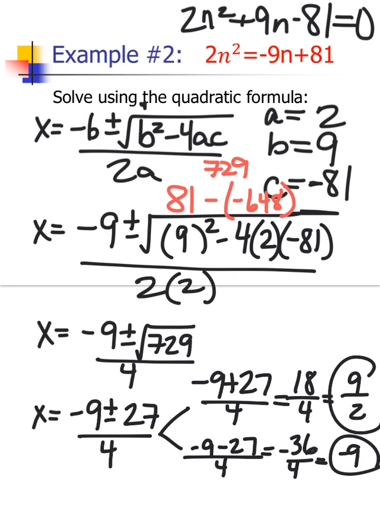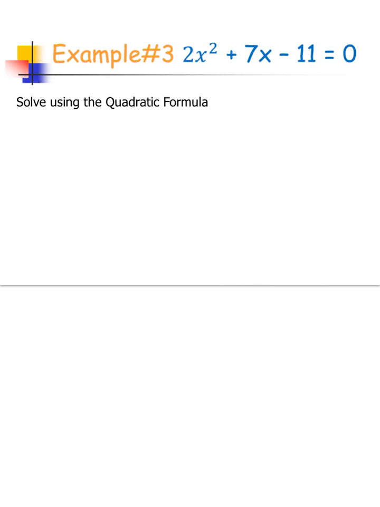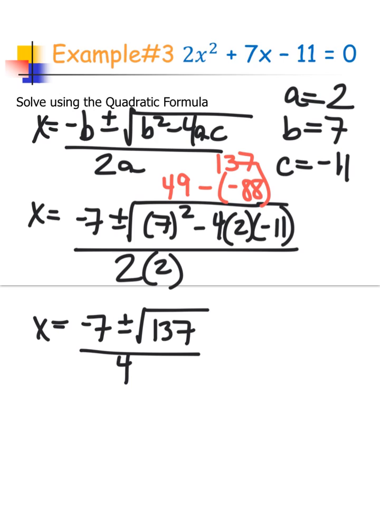So if you want to write your solution separately, x can be equal to 9/2, and x can be equal to negative 9. 2 answers. For example 3, let's begin like we have on each one, but then I'd like for you to try it yourself and stop when you get the discriminant value. So here's my completed work. The discriminant value I got as a simplified answer was 137.